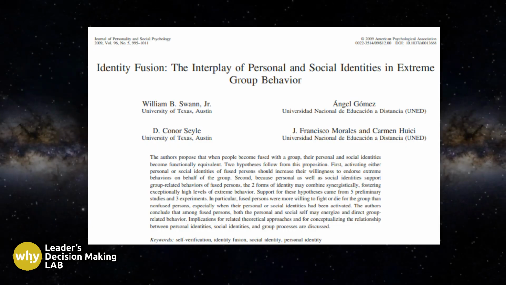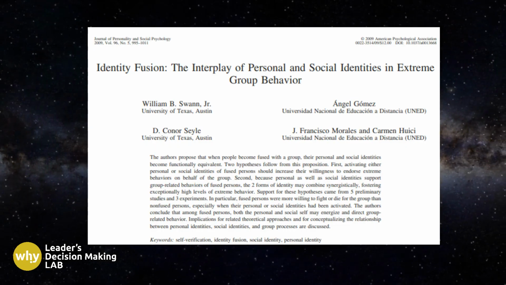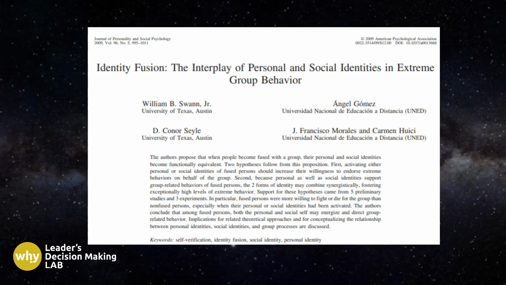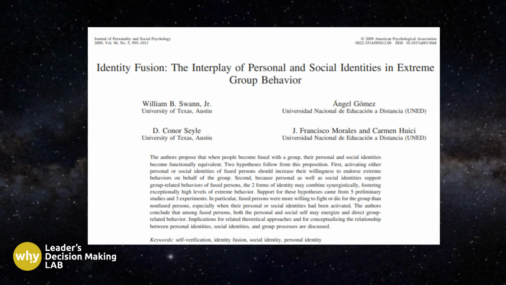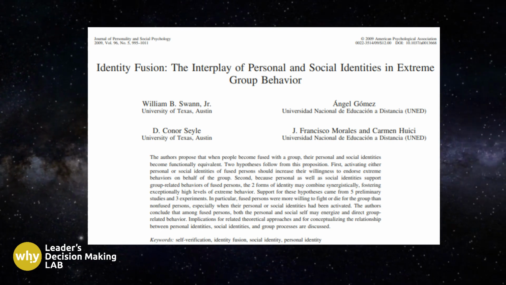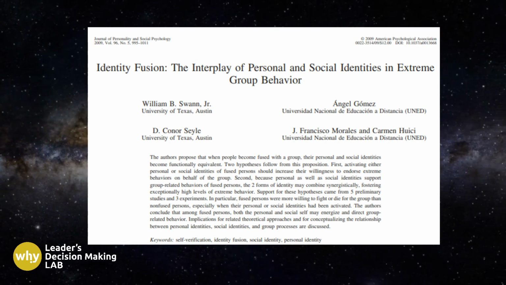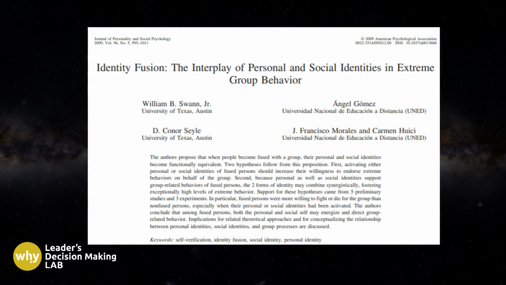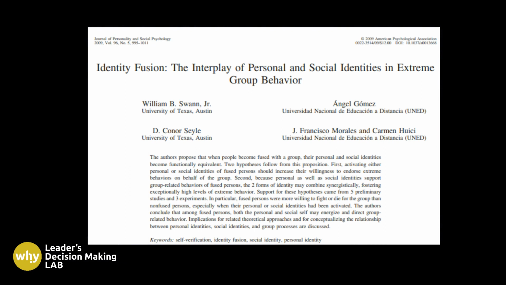Another concept, identity fusion, was proposed in the paper "Identity Fusion: The Interplay of Personal and Social Identities in Extreme Group Behavior." Identity fusion refers to an extreme form of social identification in which an individual's personal and collective identities become fully fused, while social identification and internalization are broader concepts that encompass a range of ways in which individuals may form and integrate their identities in relation to groups.